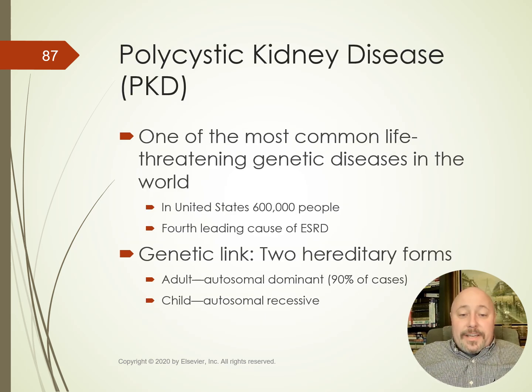Polycystic kidney disease is one of the most common life-threatening genetic diseases in the world. In the United States, it affects up to 600,000 people and is the fourth leading cause of end-stage renal disease. It has a genetic link with two hereditary forms. In adult, it's the autosomal dominant in 90% of cases, and in children, it's the autosomal recessive.